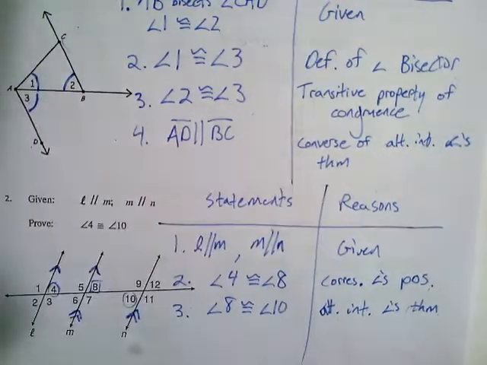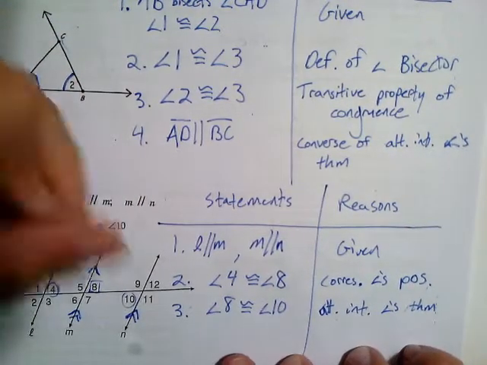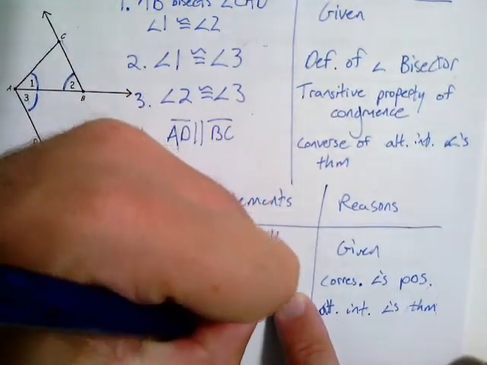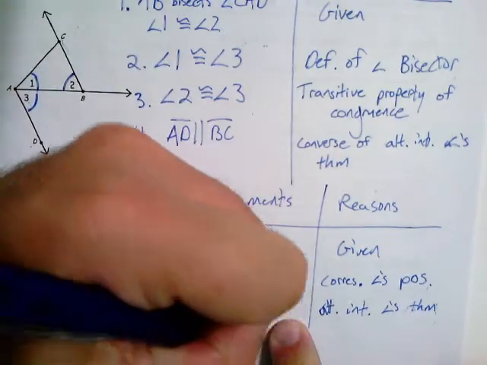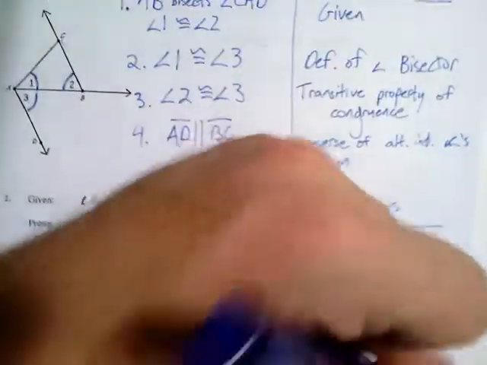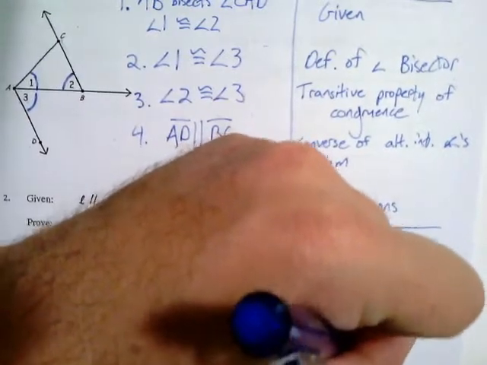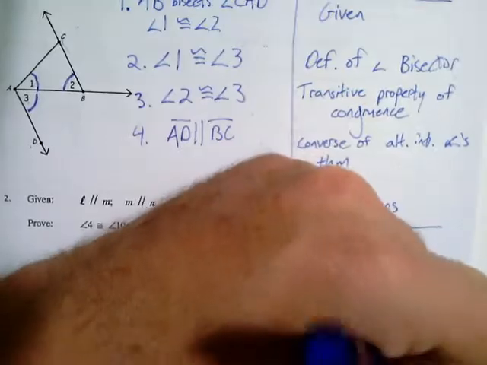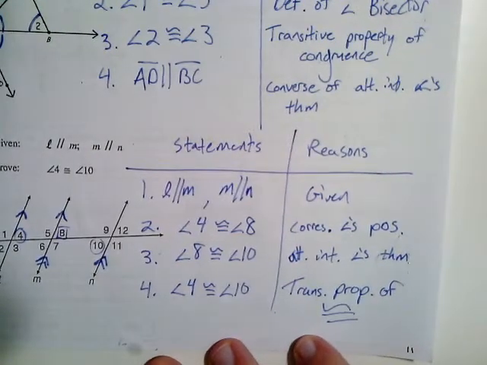And then finally, we can make this connection. Angle 4 is congruent to angle 10. If angle 4 is congruent to 8, and 8 is congruent to 10, then 4 is congruent to 10, and that is that same transitive property of congruence. So transitive property of congruence. And so that is a way we could wrap up that proof.